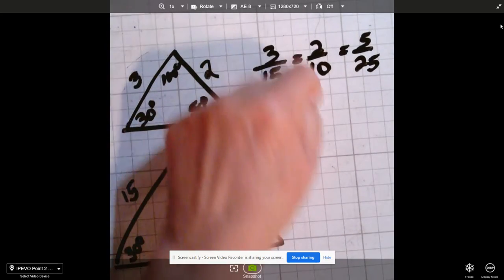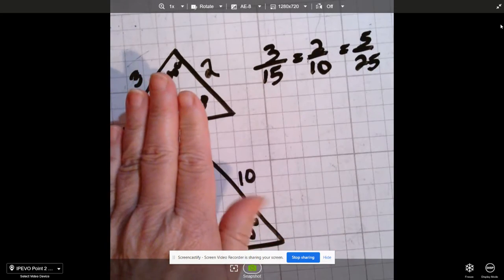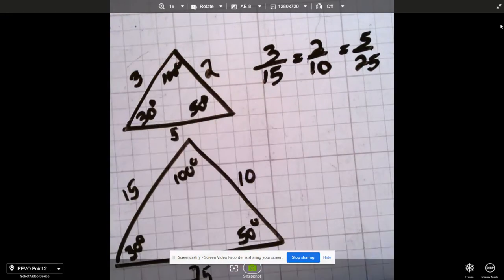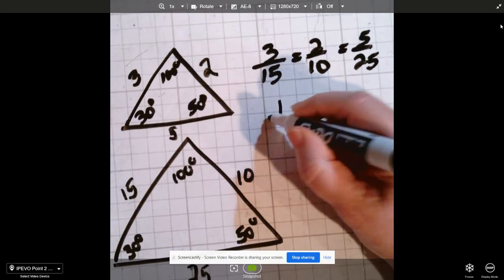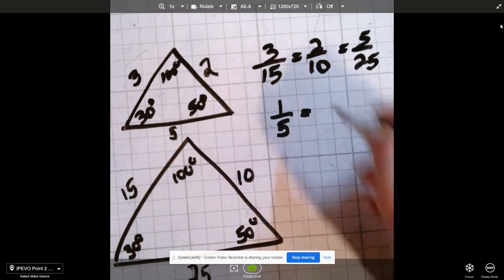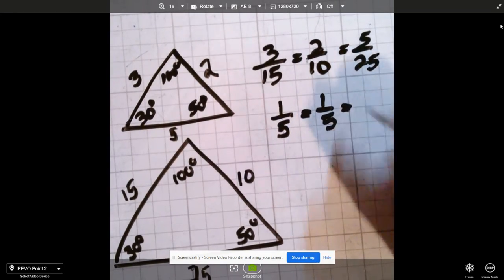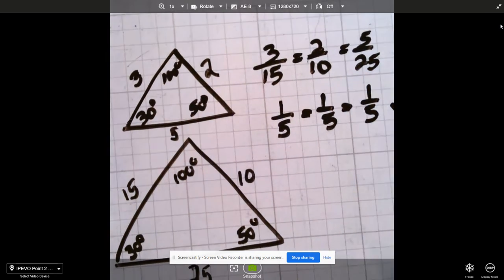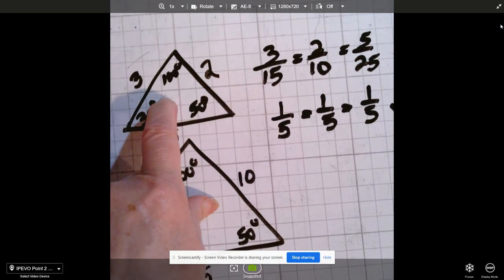Now, if I simplify each one of these ratios, if they all equal each other, then these two triangles would be similar. If they do not equal each other, then these two triangles are not similar. Well, I can divide both of these by 3, so this would be 1 over 5. I can divide both of these by 2, so this would be 1 over 5. And I can divide both of these by 5, so this would be 1 over 5. So each one of those ratios is equal, and therefore these two triangles are similar.